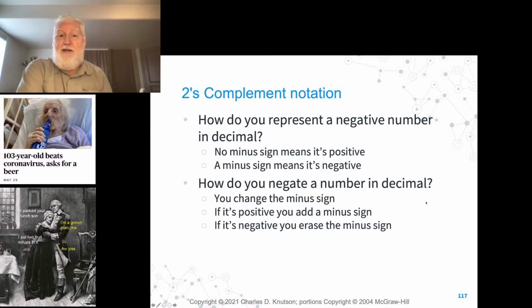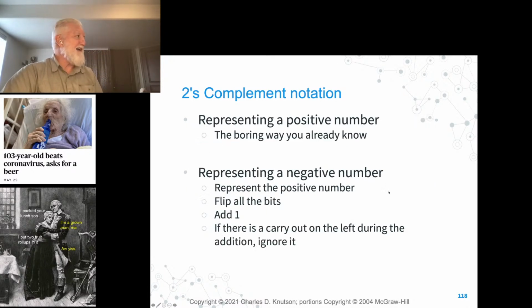So in decimal, how do you negate a number? Easy. If it's positive, you add a negative sign. If it's negative, you either erase the negative sign, or, as some of you played this game in algebra, you put a vertical line through it so it turns into a plus, you know? That's how you negate a number in our decimal system. That's it. In binary, that's not going to work.